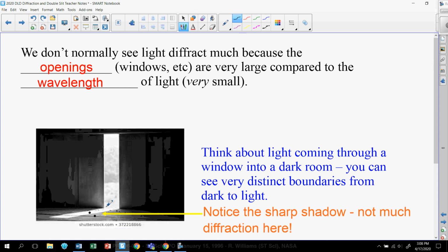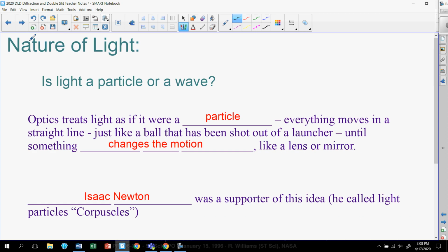All right, and this is important. This is why we don't normally see this with light, right? And that also explains why it took a long time for people to really understand that light is actually a wave. So which leads us to the next topic.